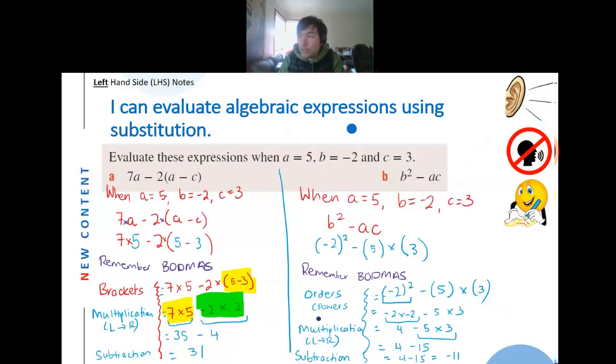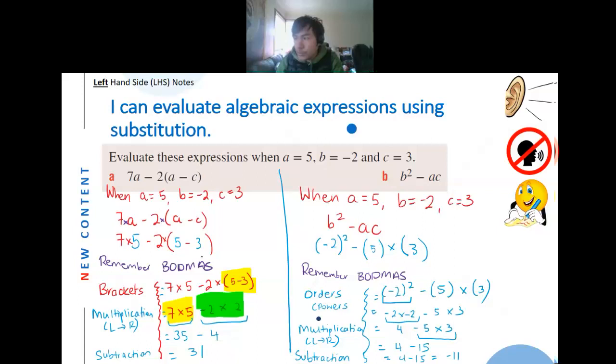Okay, so if we put the numbers in the right way, in this one we don't have b, so we're just going to ignore it. But for a, we replace a with 5. So first we have 7 times 5 minus 2 times brackets, and we have a minus c. So that's 5 minus 3 close brackets. Okay, so remember the BODMAS.